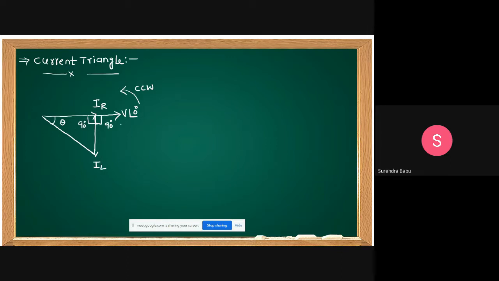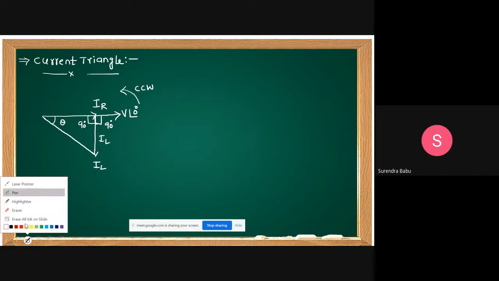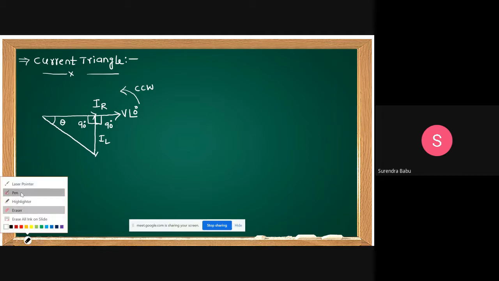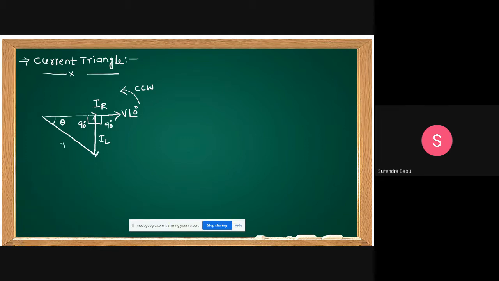Clear? Yeah, this is the current triangle. This is IR, this is IL, and this is the total current I. Then what is this I equal to? IR plus IL. It is a vector sum. I equal to IR plus IL.